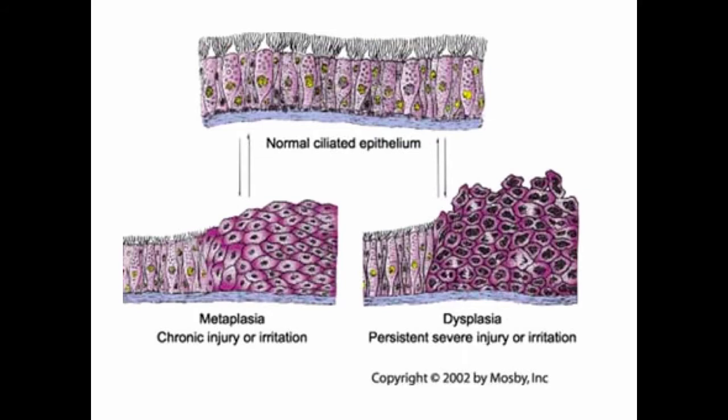Especially if the source of the injury that causes the metaplasia also can cause mutagenesis or carcinogenesis, okay? Which cigarette smoke does. Another example of metaplasia that we see is people with GERD.